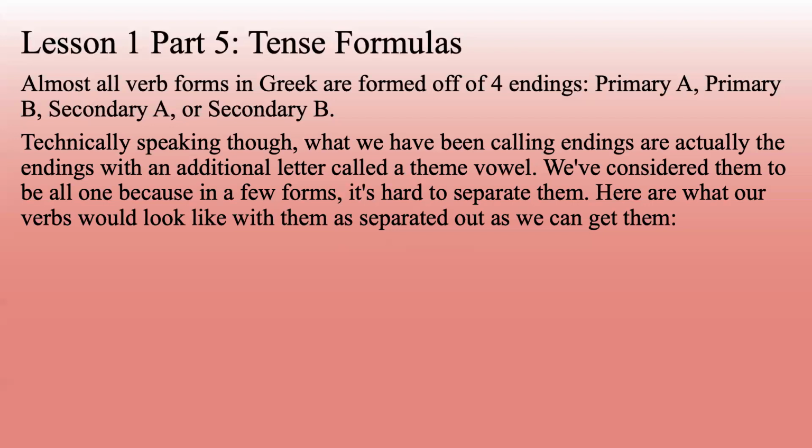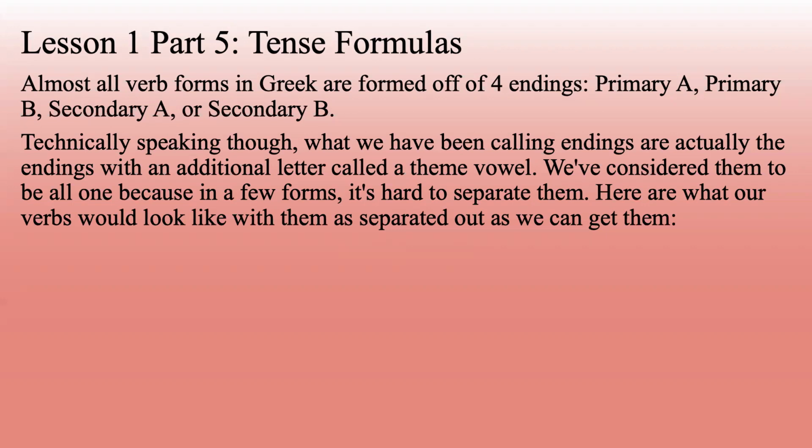Technically speaking, though, what we have been calling endings are actually the endings with an additional letter called a theme vowel. We've considered them to be all one because in a few forms it's hard to separate them. Sort of like what we just saw going on with our third declension nouns, where we had considered oo to be one ending, but it's actually an omicron with another omicron and the two of them blended together. Some of that has been going on here as well.